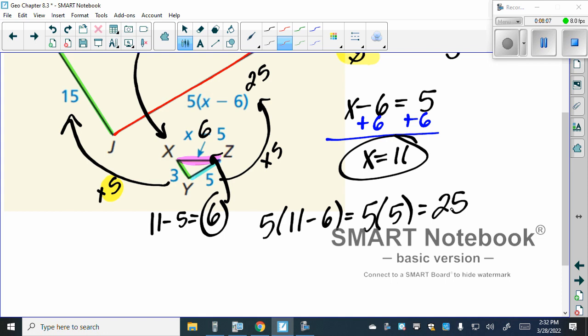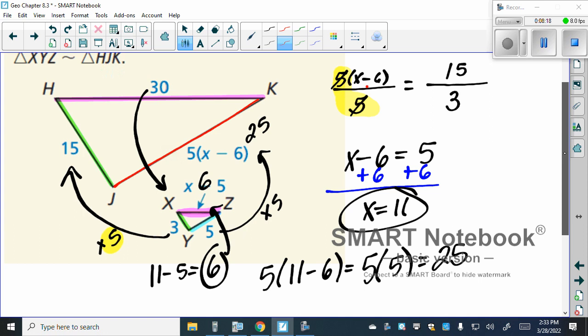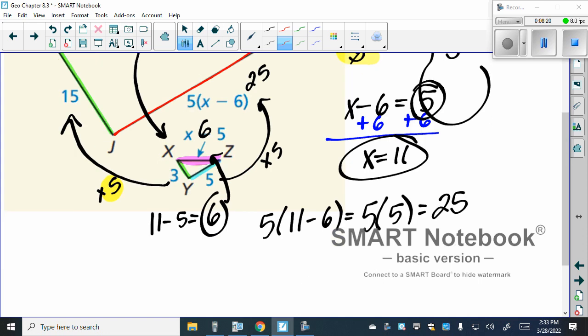So really, once we find that scale factor, we can go from one to the other. Well, we found the scale factor to be 5, yes? Well, our 15 divided by 3 gave us 5, the scale factor. Questions on this here?